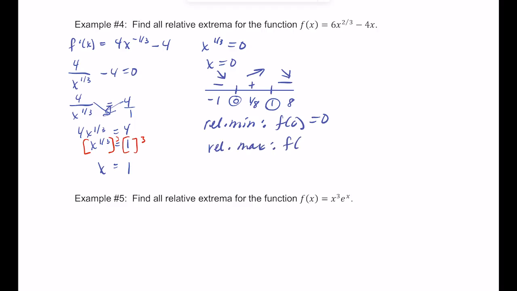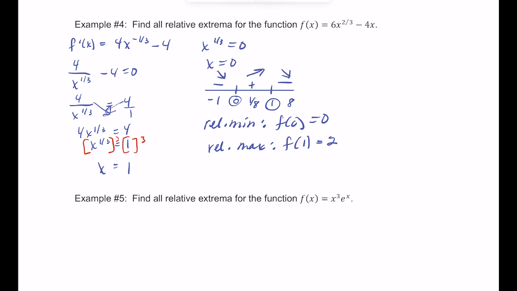And that would occur at f of 1. So if I go back to my original function and plug in 1, I get 2. So the y values are my max and my min, right? They occur at the x values.